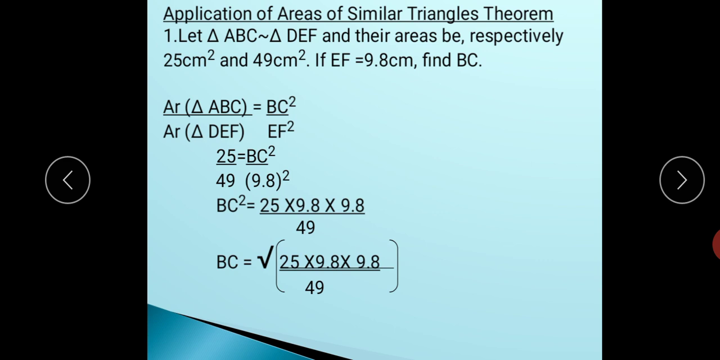So square root of 25 is 5. 9.8 into 9.8 under the square root sign, so we will get 9.8 out of the bracket. And square root of 49 is 7. So let's see the next step. We will get it like this: 5 into 9.8 upon 7. You can cancel 7 and 9.8. 7 1s are 7, 7 4s are 28. So you get 5 into 1.4, which is equal to 7 centimeters. This can again be a 2 marks question or it can be an objective question of 1 mark.